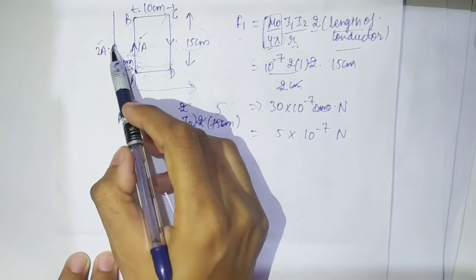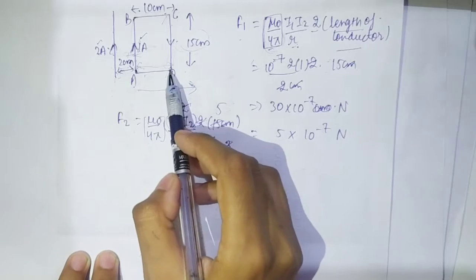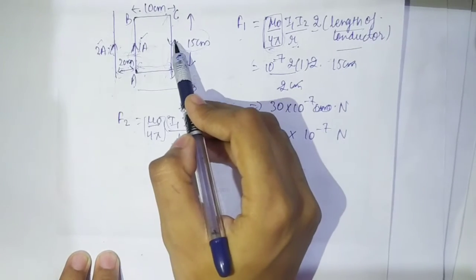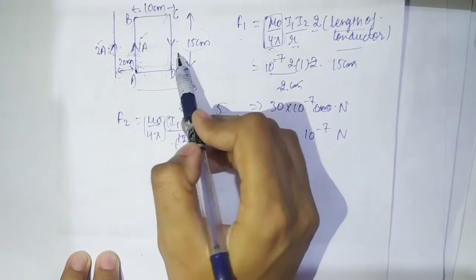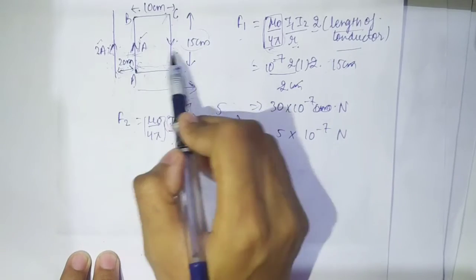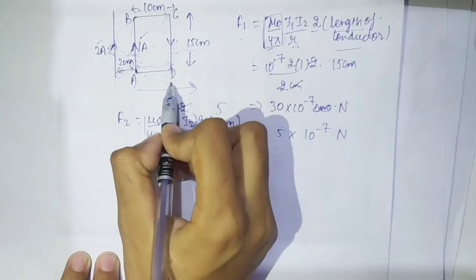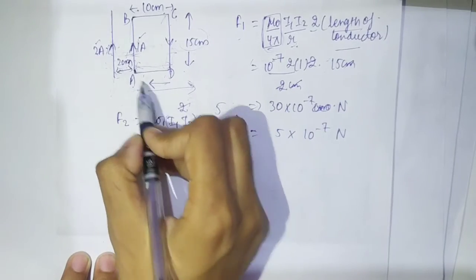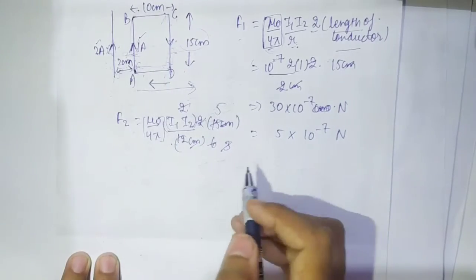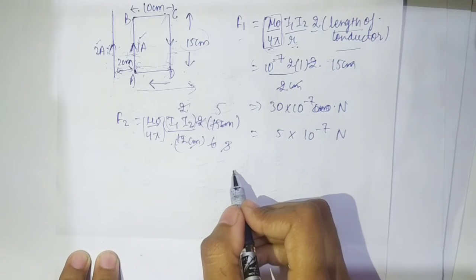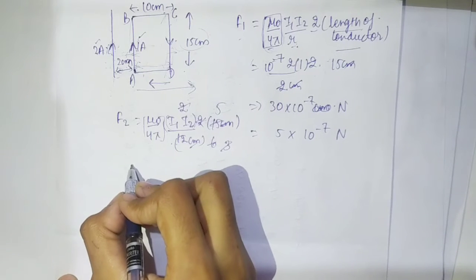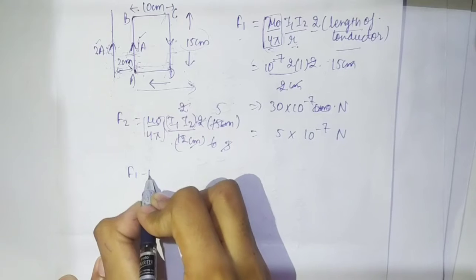And see, this current is in the upward direction and this current is in the downward direction, so they are anti-parallel. The nature of anti-parallel currents is to attract. So due to this arm, the force will be attracting, towards the wire. Now we have to find the resultant force. The resultant force will be F1 minus F2.